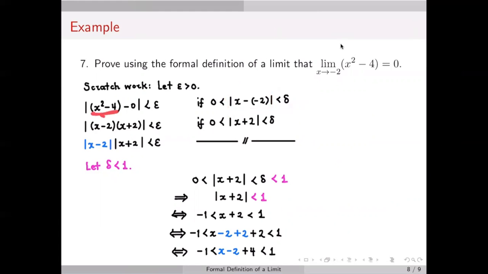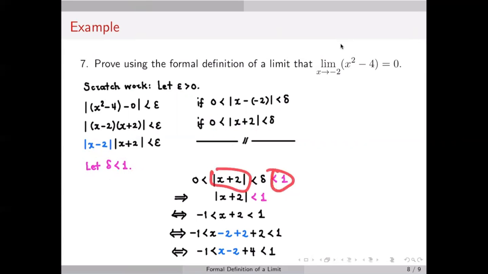Then we can factor this. x minus 2 times x plus 2 is less than epsilon, which is the same as absolute value of x minus 2 times absolute value of x plus 2 is less than epsilon. We again arrive at the same problem. So we restrict delta to be less than 1. So copying this condition, 0 is less than absolute value of x plus 2 is less than delta, less than 1, which is the same as this.